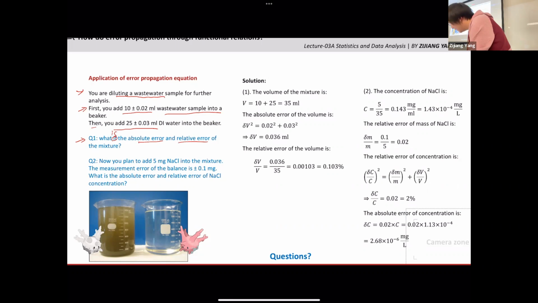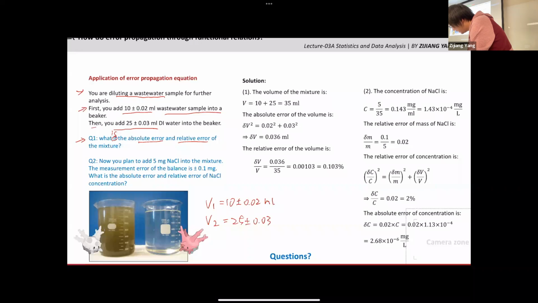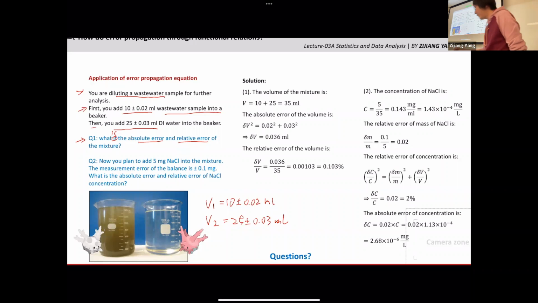In this case, we have V1 equals 10 plus or minus 0.02 ml, and V2 equals 25 plus or minus 0.3 ml. First, we can calculate the total volume without error, which is 10 plus 25, giving 35 ml. Then we can use the error triangle to calculate the absolute error of this summation. In this case, this is 0.02, and this is 0.03.